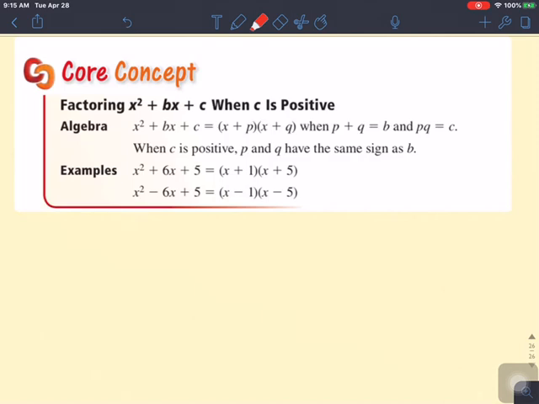I'm going to slow this down. We're into Chapter 7, Section 5 in the Big Ideas textbook, and we're going to learn how to factor a polynomial. And so you see that relationship right here, okay?